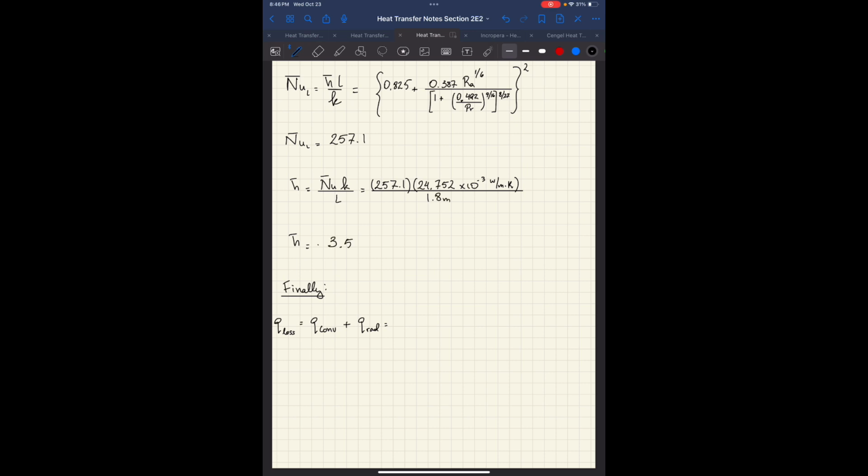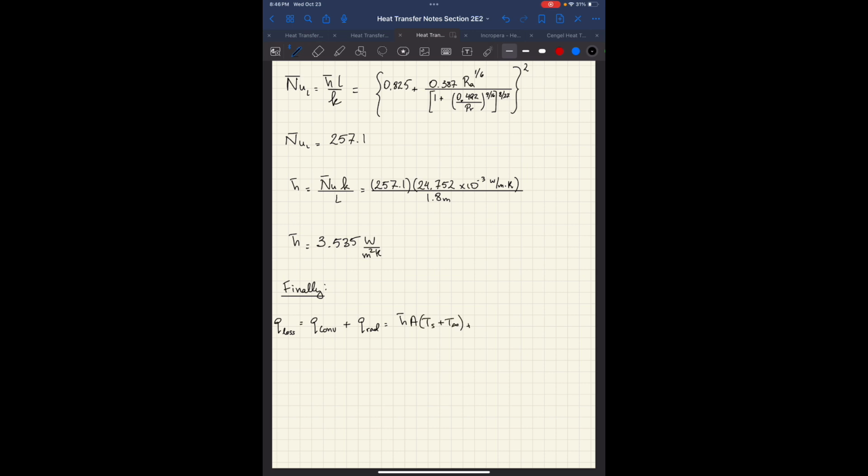And h becomes 3.535 watts per meter squared Kelvin. There's a little dot here, I'm going to erase that. Okay, there's your h. And finally, you just have to plug into the convection equation. Your convection equation is your normal h A (Ts plus T infinity).